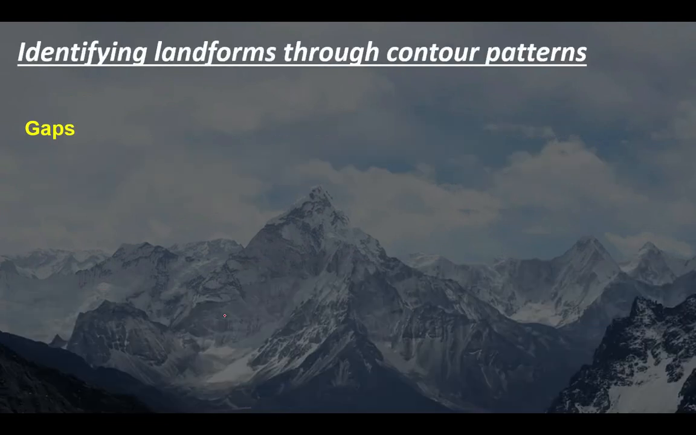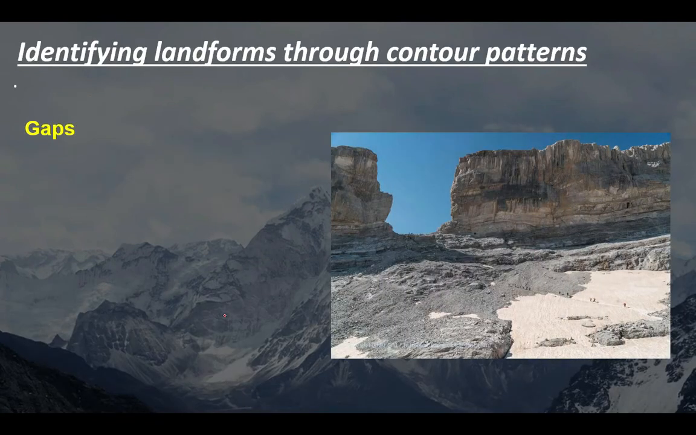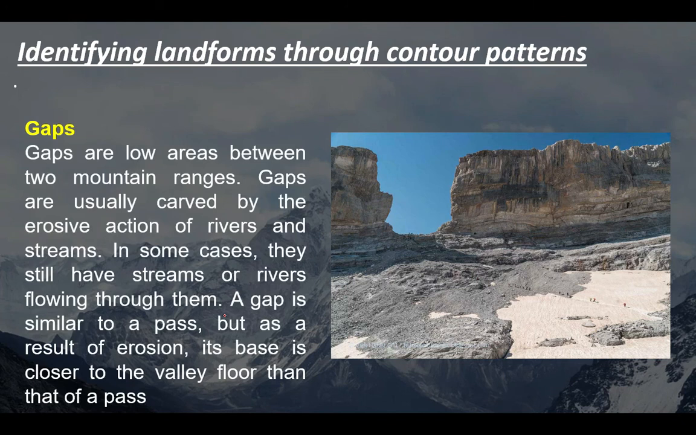Next, gaps. So what are gaps? Gaps are the low areas between two mountain ranges. So this is one mountain and this is one mountain, and the gap is the distance between the two mountain ranges. Gaps are usually carved by the erosive action of rivers and streams. In some cases, they still have streams or rivers flowing through them.